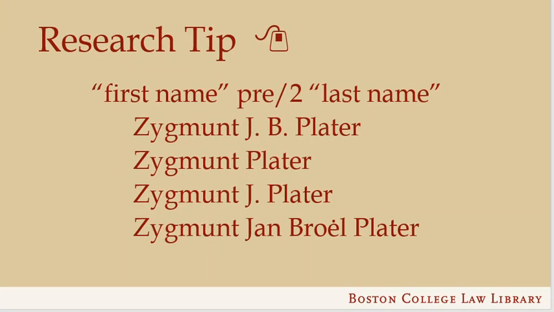Here's another research tip. This is a great connector when you're looking for people, unless you know that their name always appears in exactly the same form. Join their first and last names with the pre-to connector to get their name with or without middle names, initials, nicknames. You can see from this example all the different ways I've seen Professor Plotter referred to. Searching for him as Zygmunt pre-to Plotter will retrieve all of them.